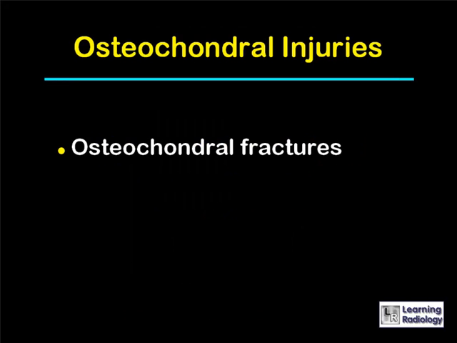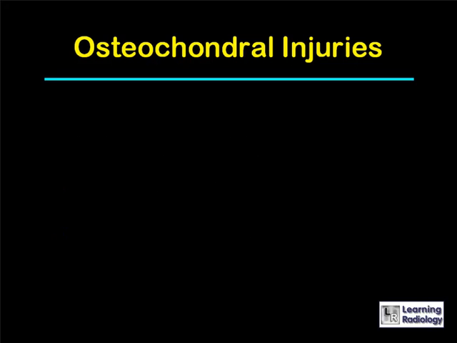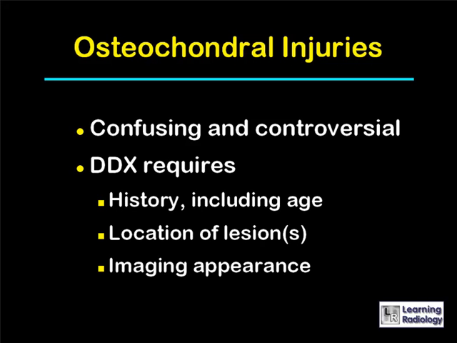Osteochondral injuries include osteochondral fractures, Osteochondritis Dissecans, and spontaneous osteonecrosis. This group comprises a confusing and controversial group of injuries on which there is no uniform agreement as to how they occur or whether they all exist as separate entities. Differential diagnosis requires history, including the age of the patient, of course the location of the lesion, and their imaging appearance.